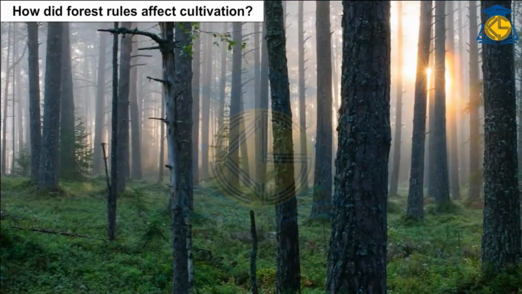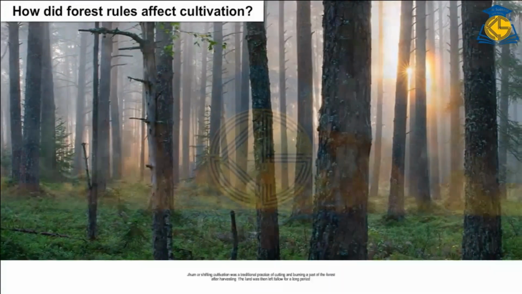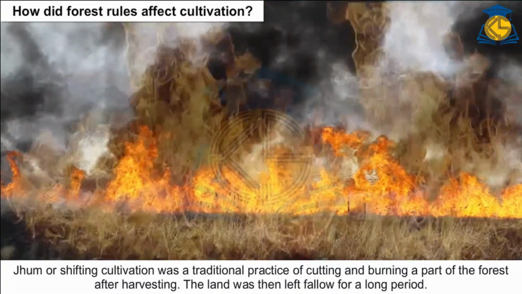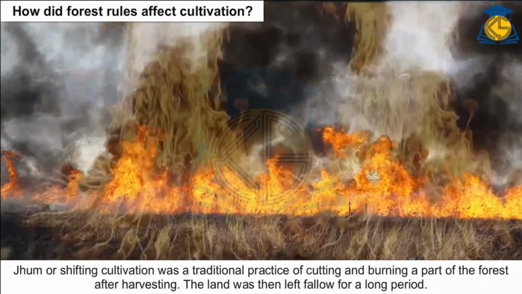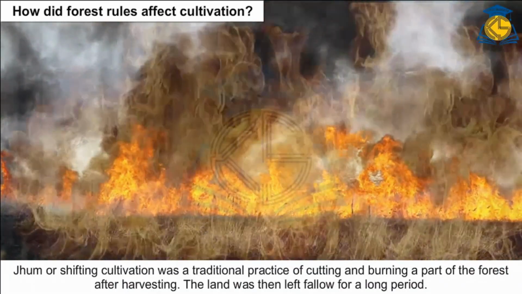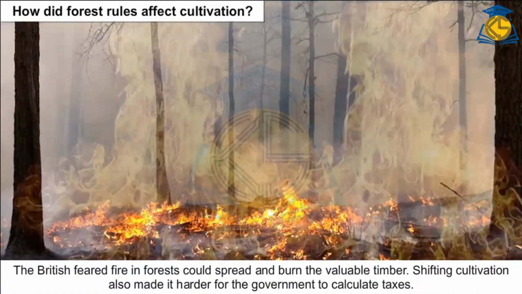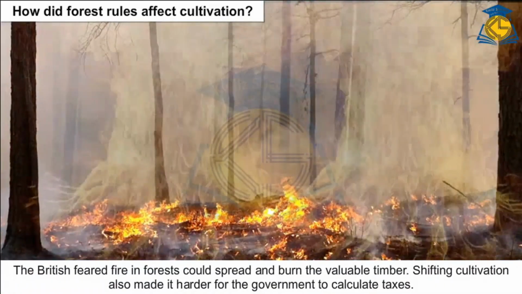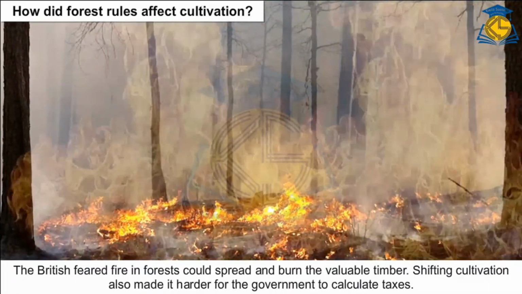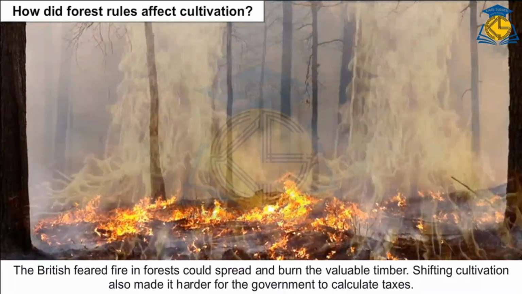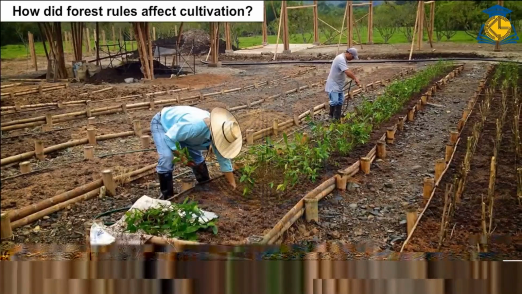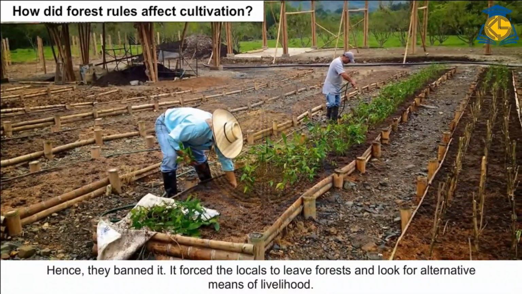How did the forest rules affect cultivation? Jhum, or shifting cultivation, was a traditional practice of cutting and burning a part of the forest after harvesting. The land was then fallow for a long period. The British feared fire in forests could spread and burn the valuable timber. Shifting cultivation also made it harder for the government to calculate taxes. Hence, they banned it. It forced the locals to leave forests and look for alternative means of livelihood.